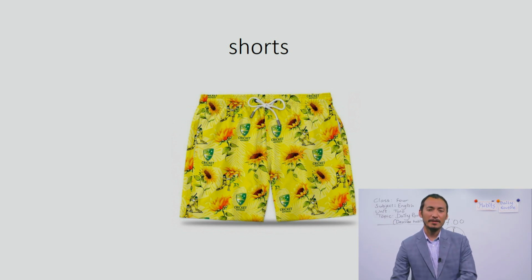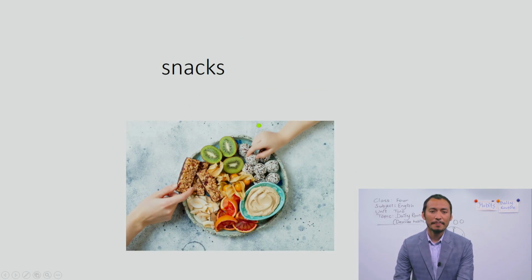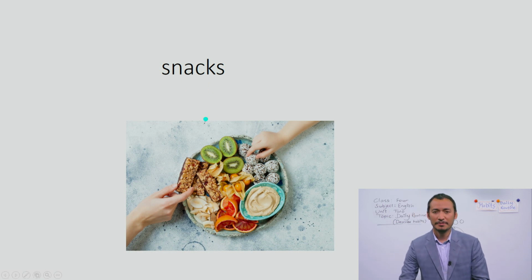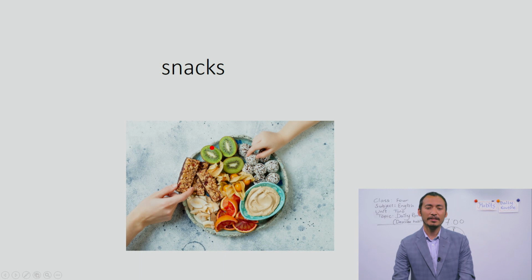Can you see the picture here on your screen? Okay, this is a picture of shirts, right? All right, students. Next, let's see snacks. You can have different things for your snacks. There's no definite things, but these are the foods you eat before your meal or main food, right?